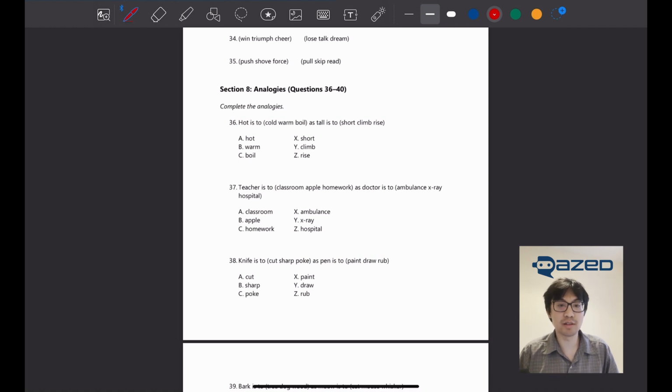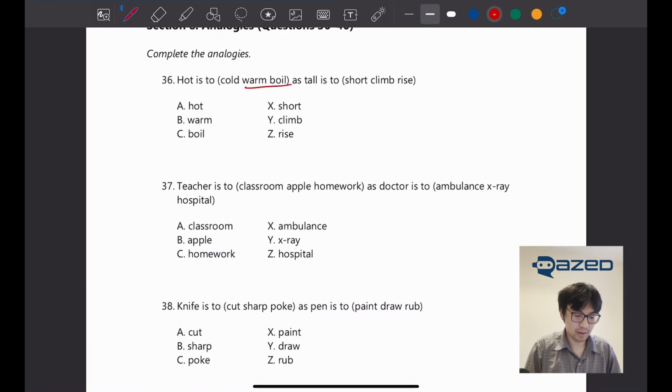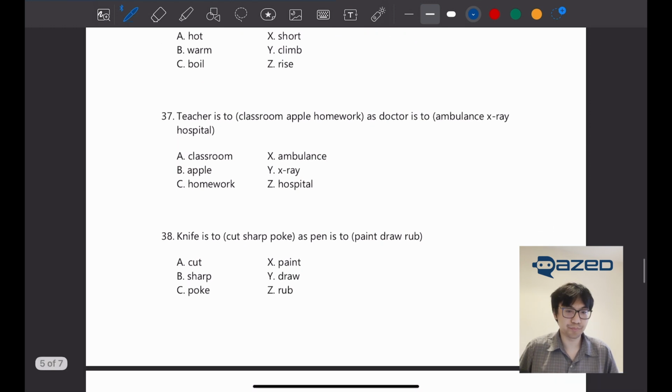So for question 36, hot is to cold, warm, boil, as tall is to short, climb, rise. So we see there's 2 words here that relate to being hot, and 2 words that relate to being tall. But is that the most convincing argument? Nope, because it's hard to decide which one. Would it be warm or boil, climb or rise? So in this situation, it's opposites. So hot is to cold, makes sense, and tall is to short, makes sense.